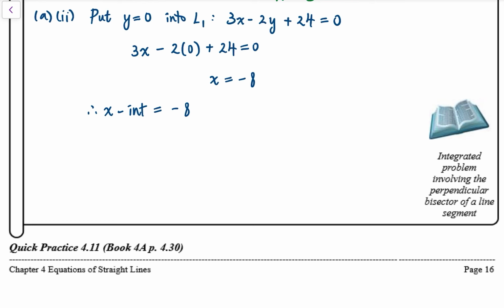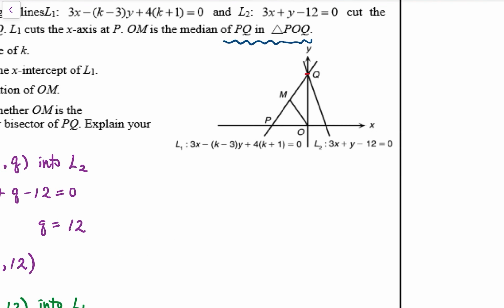B1, find the equation of OM. So let's see what point M is. The question says OM is the median of PQ in triangle POQ. That means M is the midpoint of P and Q. I know the coordinates of Q, (0, 12), so let's find the coordinates of P. We also know that the x-intercept of L1 is negative 8. So that means the coordinates of P would be (negative 8, 0).